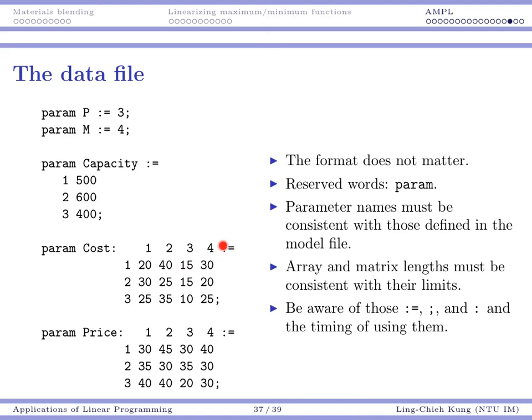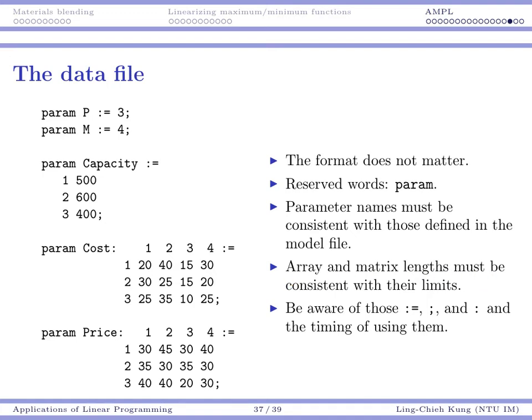You first define 4 columns, and then you have colon equal. And then for each row, you first indicate the index, and then you indicate the values, etc. Okay? For price is the same thing. So it's a little bit tedious, but the rule is unambiguous. Okay? Be aware of those colon equals, semicolons, and columns at any time that you need to use them. Then you will be okay.